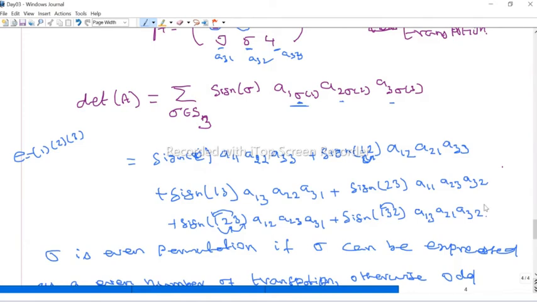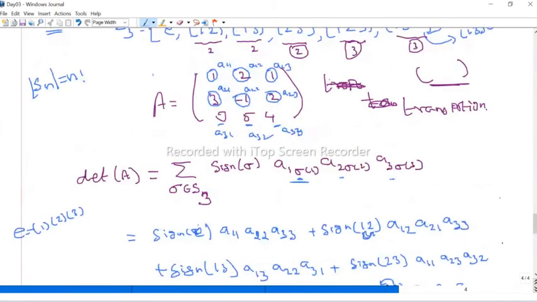Now substitute the values. So the sign of the identity permutation is 1. Therefore 1 into, what is A11? Nothing but 1. A22 is minus 1, and A33 is 4. So look at the diagonal elements and take the product: 1 into minus 1 into 4 is minus 4. Therefore this product is minus 4.